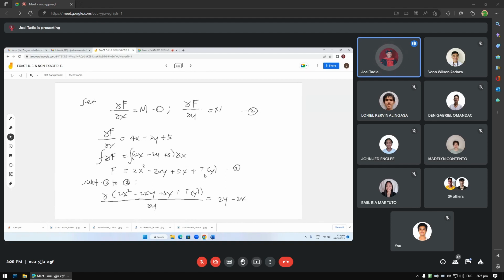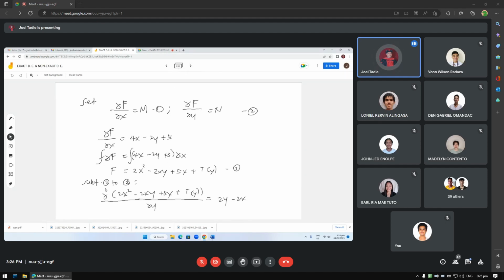Dire atong gi-let nga t of y. So this is our constant of integration, t of y. So atong gi-let nga this is equation 3. Then we are going to substitute now this to equation number 2. Partial derivative of f with respect to y is equal to N. So ang atong f, naaman tayo f na sa equation 3, atong substitute sa f. So 2x squared minus 2xy plus 5x plus t of y, then over partial derivative of y, then equal to N. Ang atong N is 2y minus 2x.